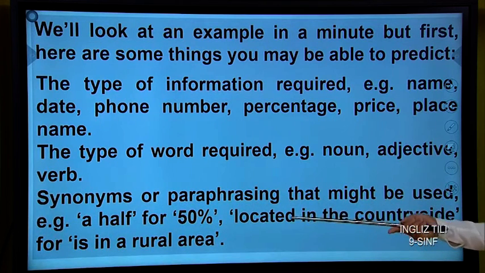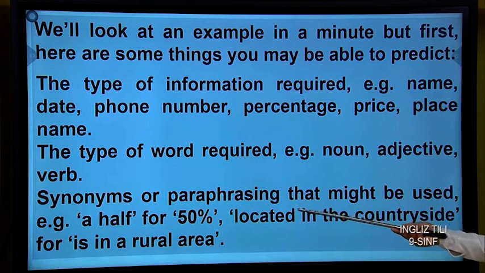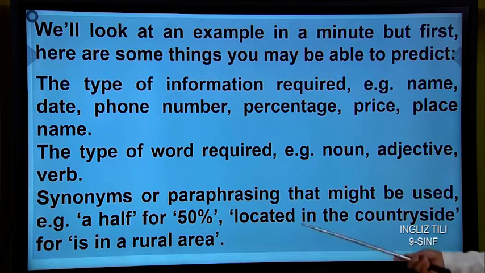So, the next one, synonyms or paraphrasing that might be used. For example, a half for 50%. Located in the countryside for example, in a rural area.